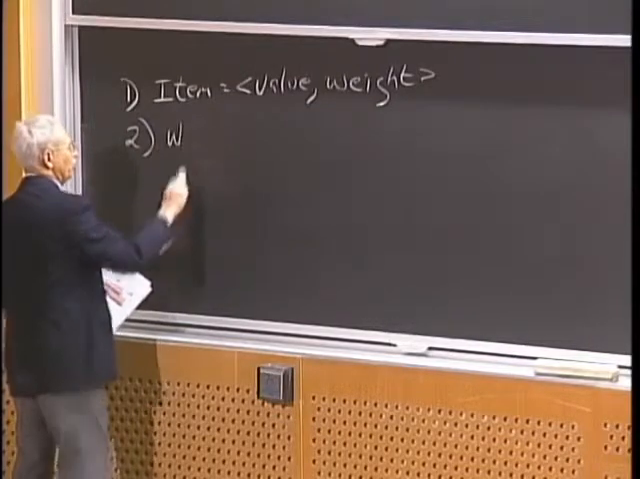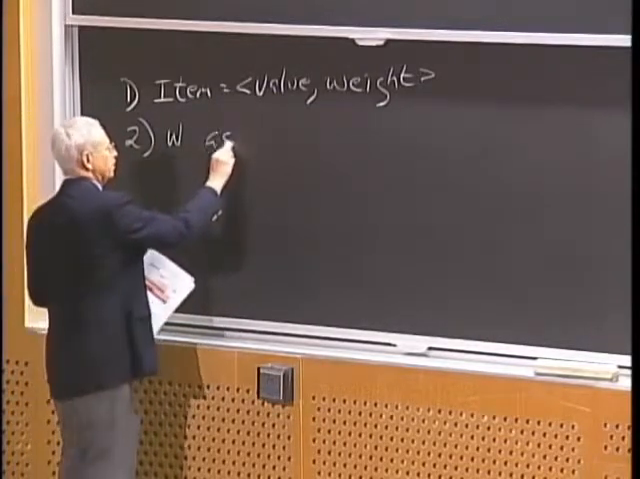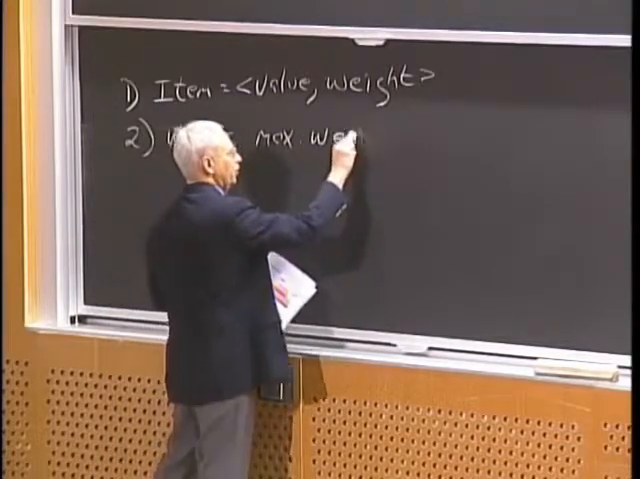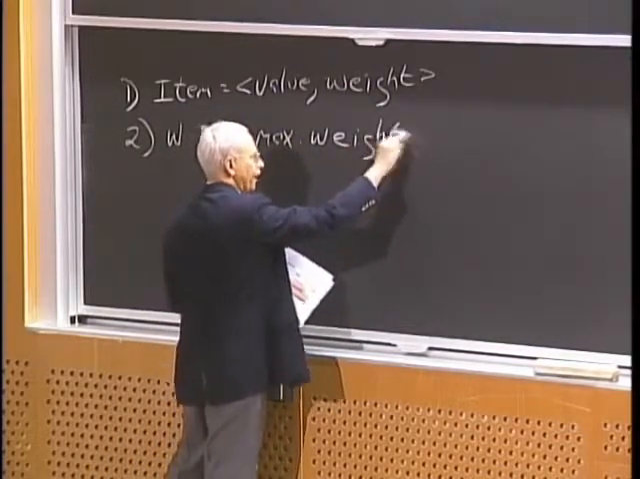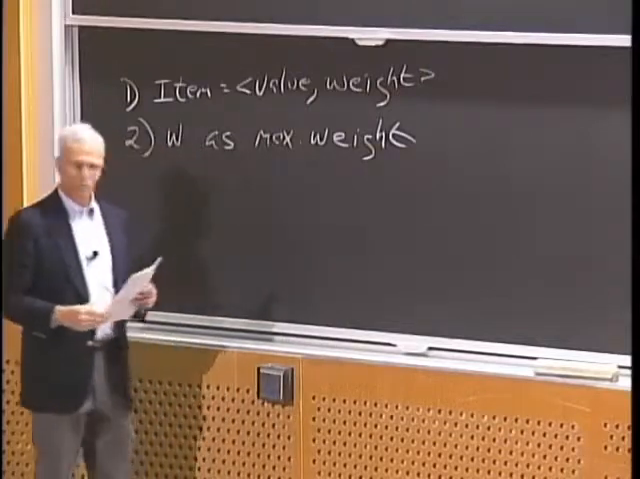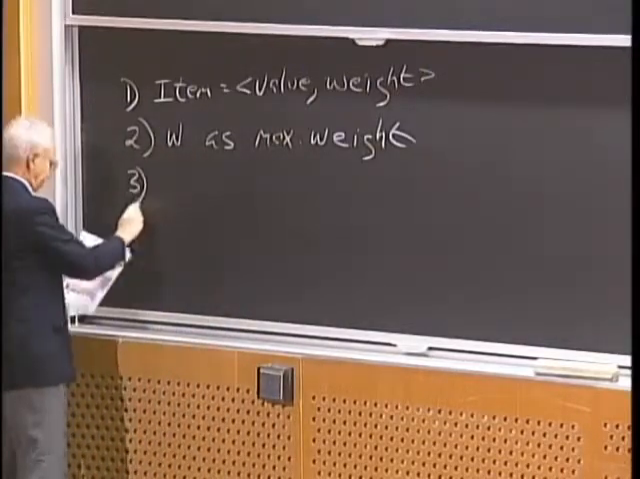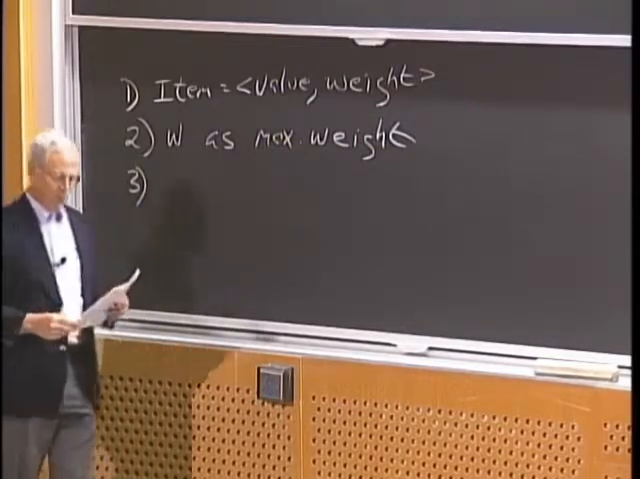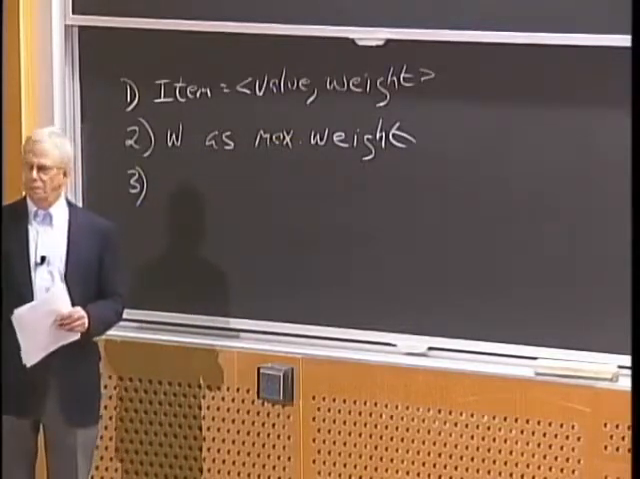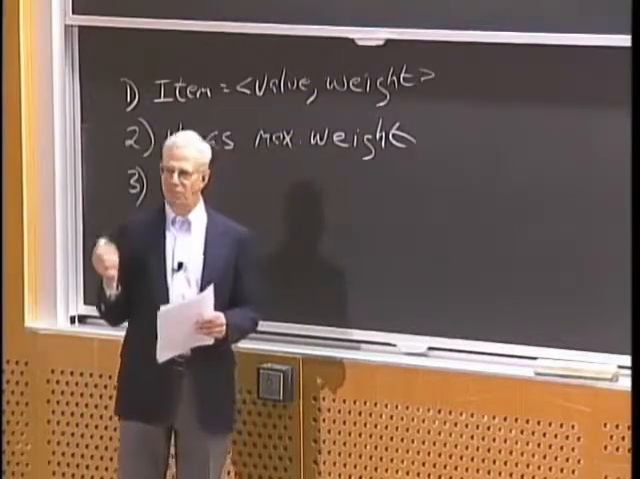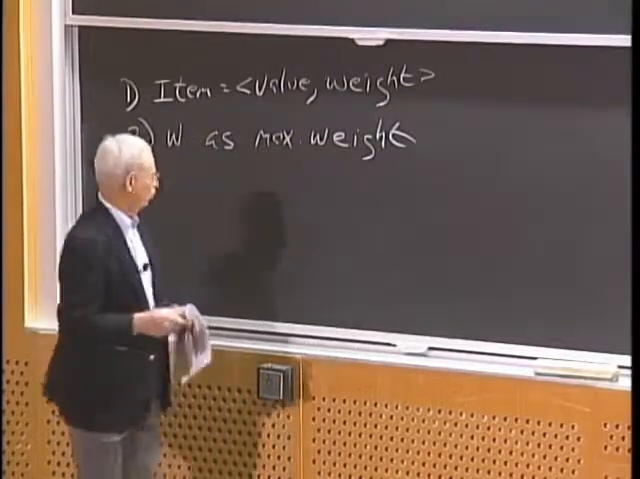We'll write W as the maximum weight that the thief can carry or that can fit in the knapsack. So far, so good. Nothing complicated there. Now comes the interesting step. We're going to represent the set of available items as a vector. We'll call it I.